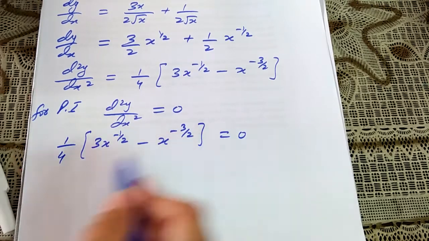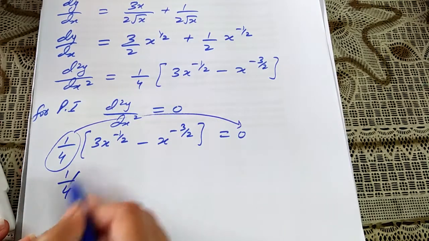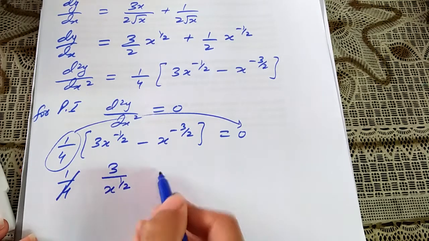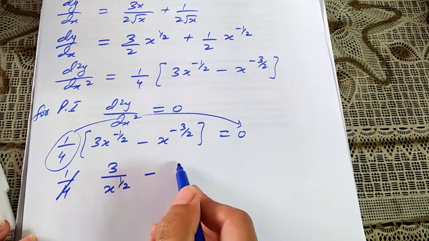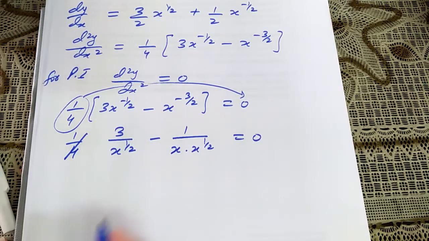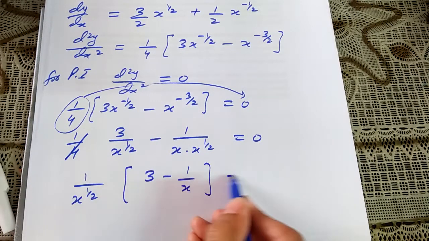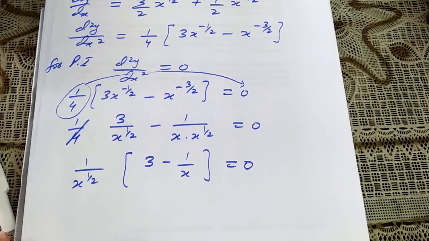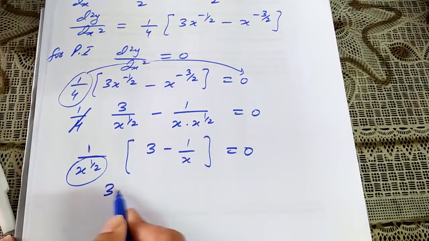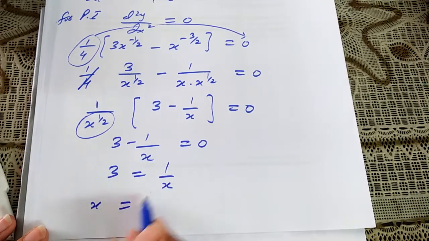So this term will give us 1 over 4, it is multiplying here, it will divide on the other side, so it will become 0. And this term can be written as 3 over x raised to power 1 by 2 minus, this term can be written as 1 over x into x raised to power 1 by 2 is equal to 0. So from here we can take the common as 1 over x raised to power 1 by 2, and inside it will be 3 minus 1 over x is equal to 0. Now this term is in division, it will be multiplied, it will become 0. So we got 3 minus 1 over x is equal to 0. So 3 is equal to 1 over x, so x is equal to 1 over 3.